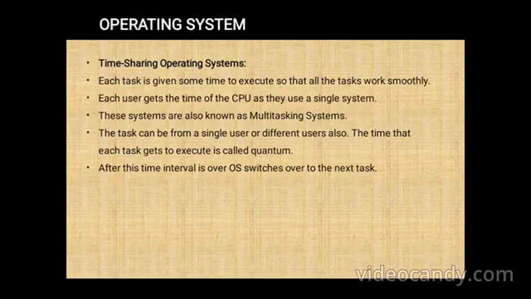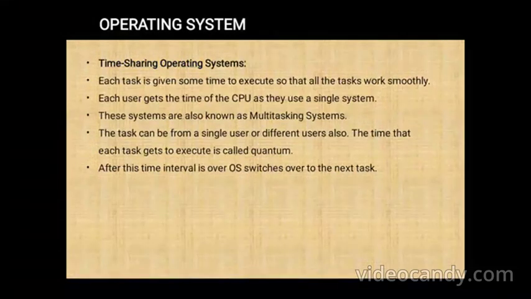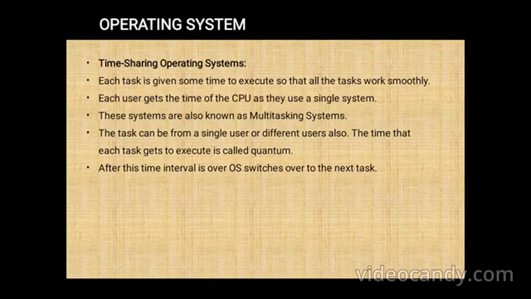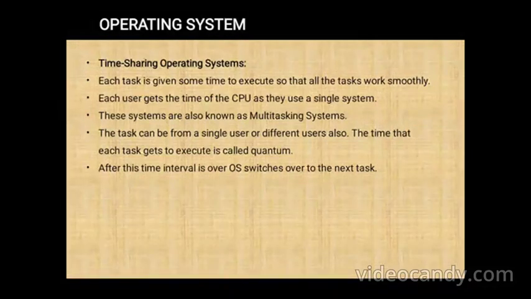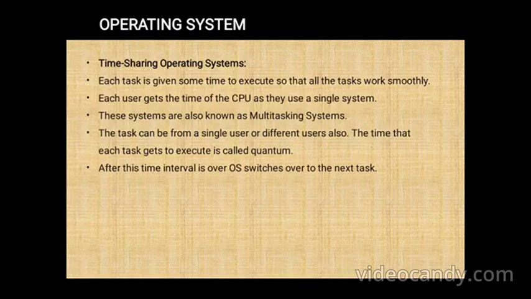So moving on to the next type of operating system, the time sharing operating system. Each task is given some time to execute so that all tasks work smoothly. So each process will be allocated time slots, and that's called a time sharing operating system. These systems are also known as multitasking systems. The tasks can be from a single user or from different users also. The time that each task gets to execute is called the quantum. After this time interval is over, the OS switches over to the next task.